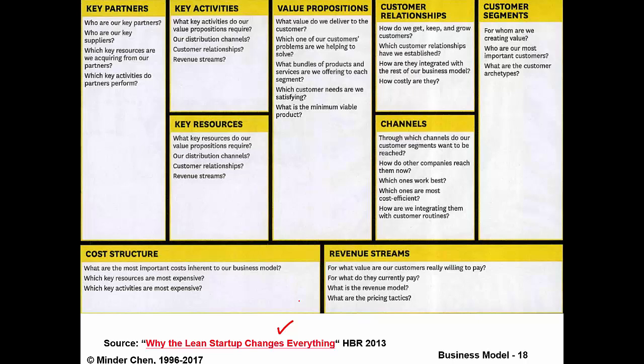Steve Blank has an article talking about why Lean Startup changed everything. You're encouraged to get a copy of this article. In the article, he described these 9 building blocks in question form, and you should use this article and the diagram here to help you understand the business model canvas further. For instance, let's just pick on 2.